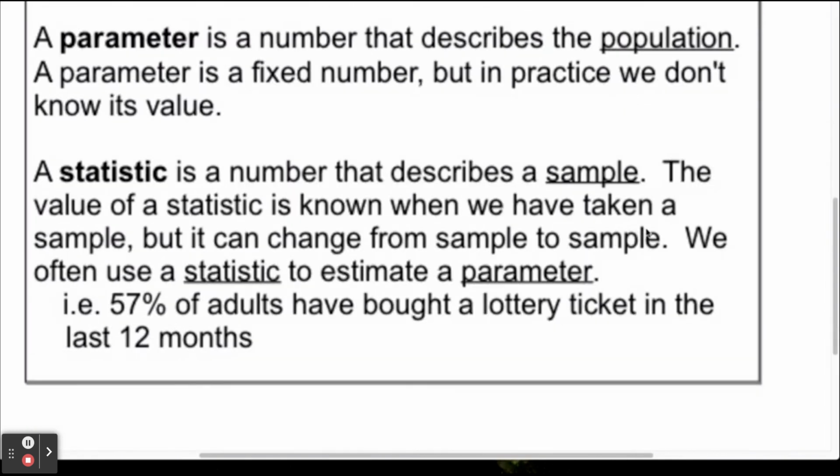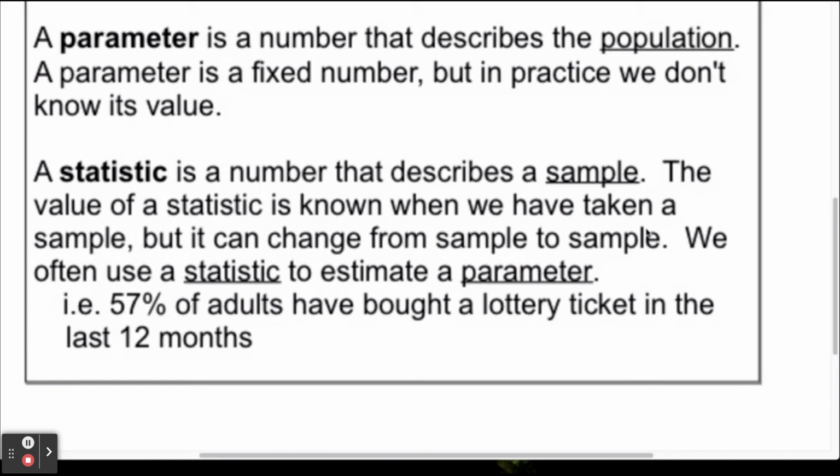A parameter is a number that describes the population. A parameter is a fixed number, meaning it doesn't change, but in practice, we don't know its value. Whereas a statistic is a number that describes a sample. Pretty much everything that we've done in this course has been working with statistics. We haven't been working with parameters. It says the value of a statistic is known when we have taken a sample, but it can change from sample to sample. We often use a statistic to estimate a parameter.